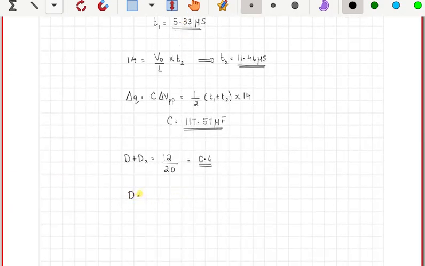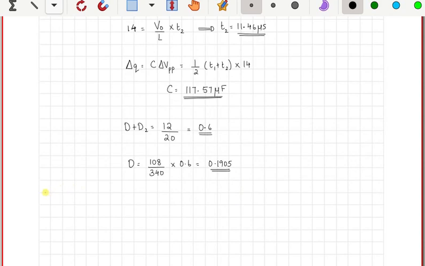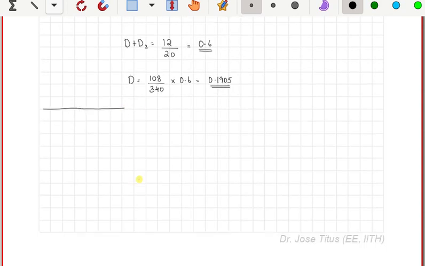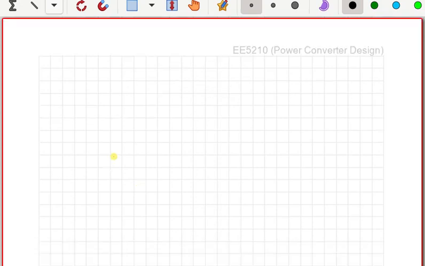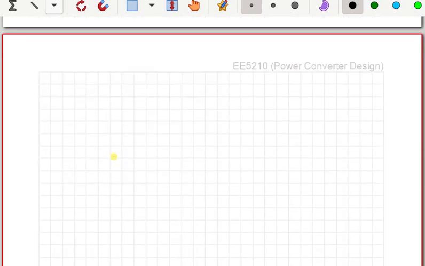So D is equal to VO by VG into D plus D2, which is 0.6, and this value comes out to be 0.1905. So this is the duty ratio that you have to give to the converter for operation with this value of L and C, and then you may expect the output to be more or less as we have designed, and that should meet the specifications that are given.